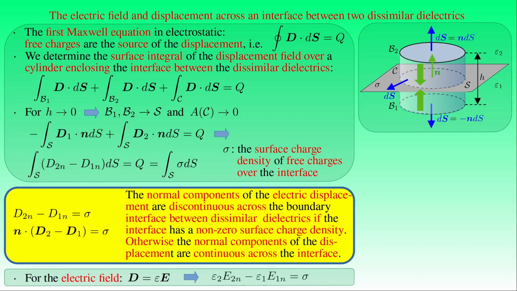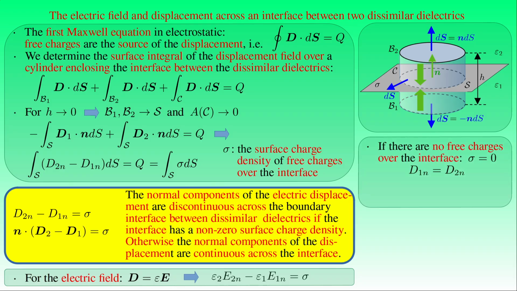This result indicates that the normal components of the electric field are also discontinuous across the boundary interface in the general case. If the two dielectric media with different dielectric constants are perfect insulators, then there is usually no free electric charge at the interface between them that can be transported from somewhere else. As already stated, for a vanishing surface density sigma of free charges over the boundary interface, the normal components of the displacement are continuous across the interface. Hence, the absolute dielectric constant epsilon 1 times the normal component of the field strength E1 is equal to the absolute dielectric constant epsilon 2 times the normal component of the field strength E2.